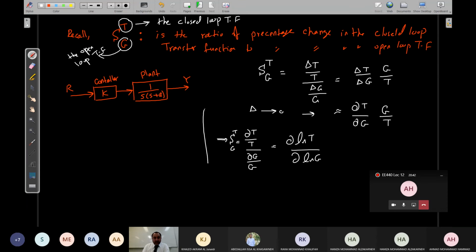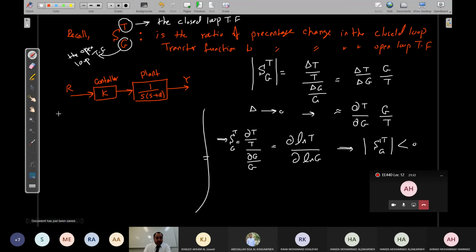Good. Now, in general, what I need is the absolute value of S_G^T to be very small. So a low value means that the system is less sensitive to the variation. Good. Low value means that the system is less sensitive to a parameter variation.